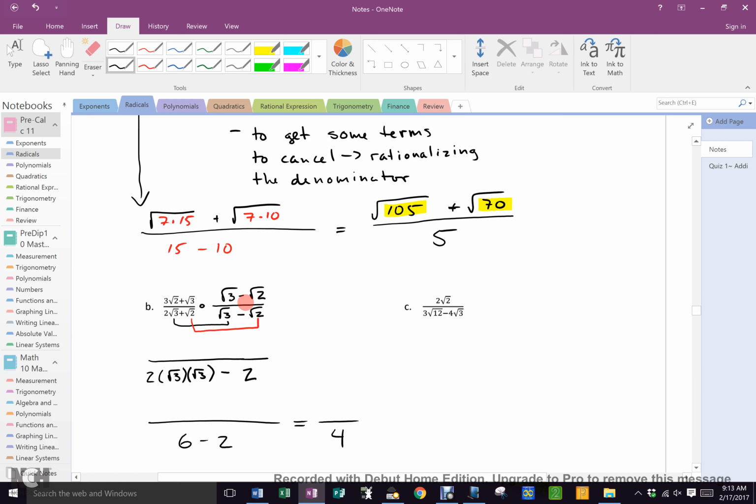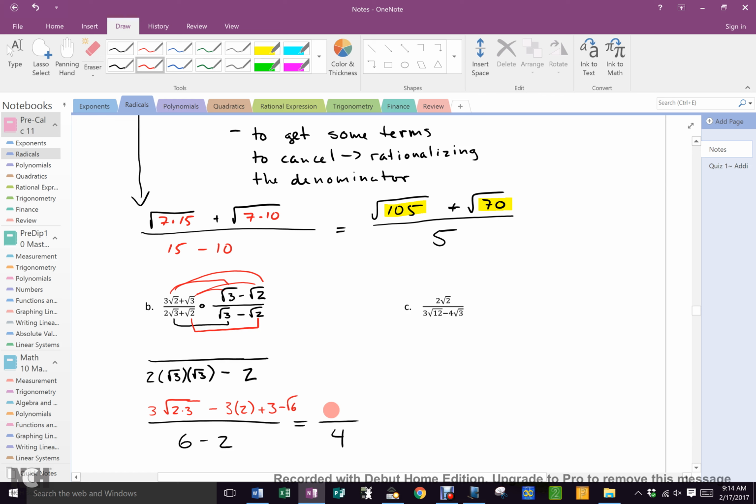Okay, now the top, we just got a FOIL. 3 root 2 times root 3 is 3 root 2 times 3. Right? First, outside, 3 root 2 minus 3 root 2. So it's minus 3 times 2, correct? Because root 2 times root 2 is 2. Then inside, root 3 times root 3 is plus 3. And root 3 times root 2 is minus root 6.